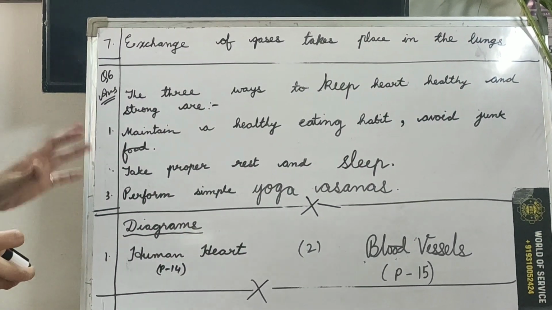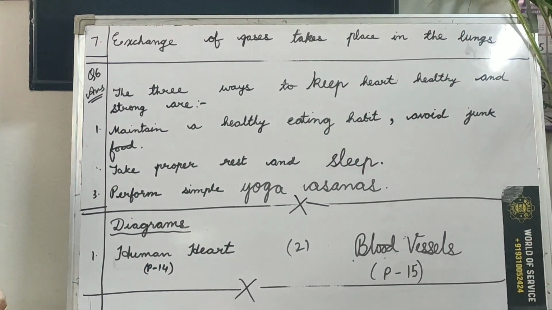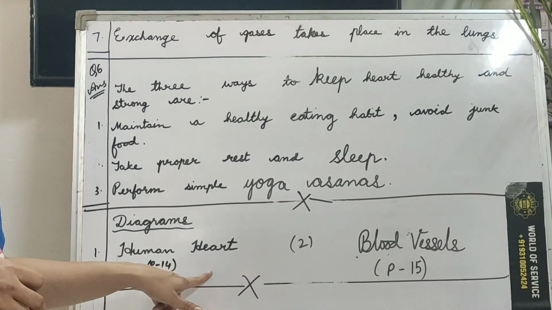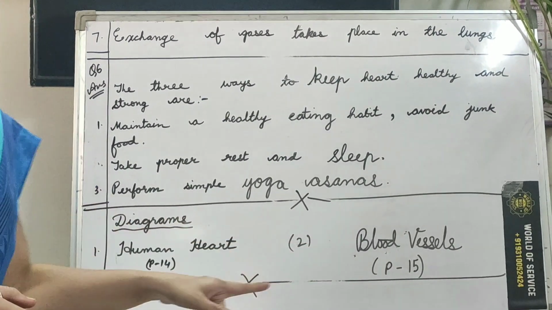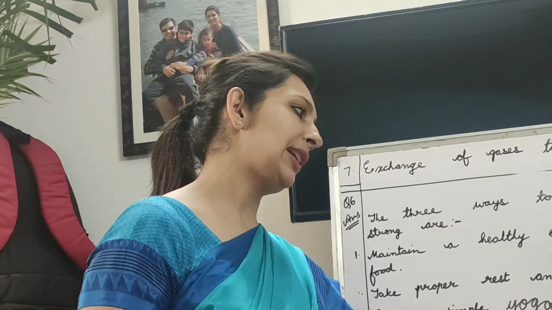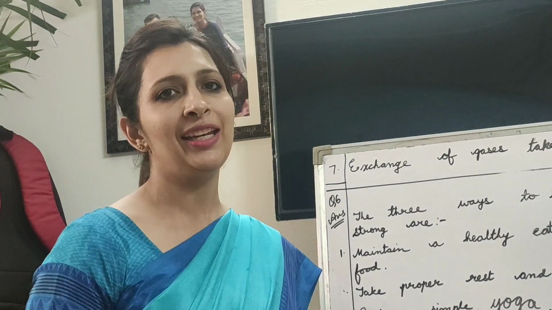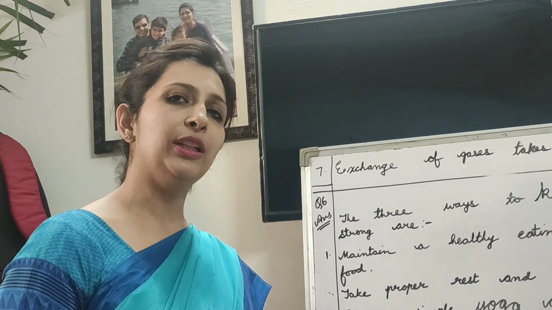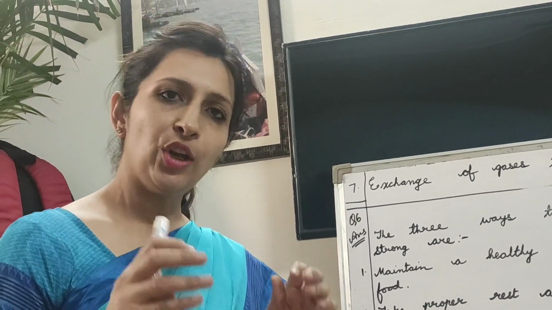Now, in the copy you need to draw 2 diagrams, that is human heart and blood vessels. Human heart is given on page number 14 and blood vessel is given on page number 15. Now children, what you have to do here is, now you are already at home, so learn and revise the lesson very nicely and practice the diagrams. Okay? Thank you for watching.